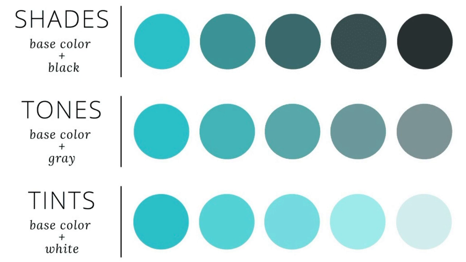Or you have the tones, that means you have a base color plus gray. Or the last part is the tints, that has a base color and you add white. So for the shades you add the black, for the tones you add the gray, and for the tints you add the white.